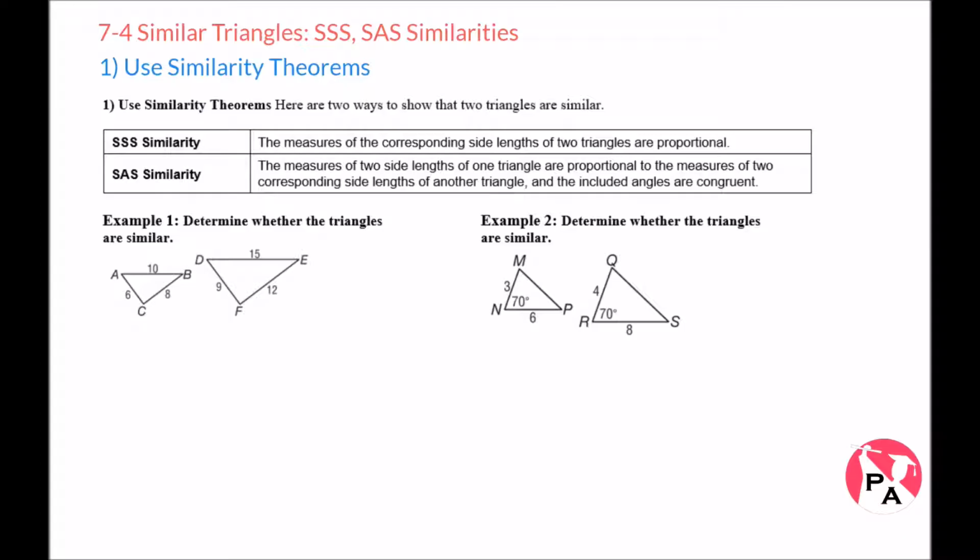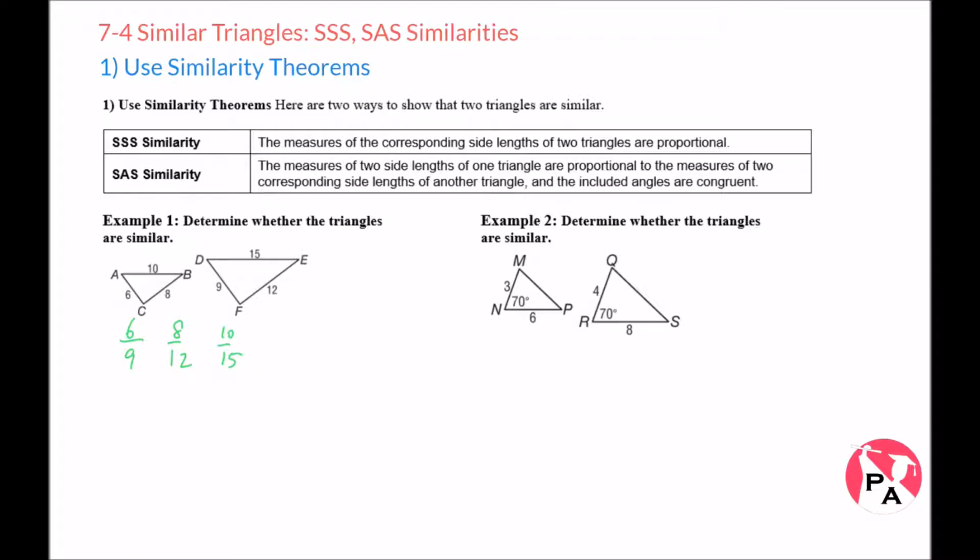For this, three sides are given. We need to see if they have the same proportion for the corresponding sides. So AC and DF correspond to each other. Let's see. 6/9 is the first ratio, the next one is 8/12, and then the third one is 10/15.